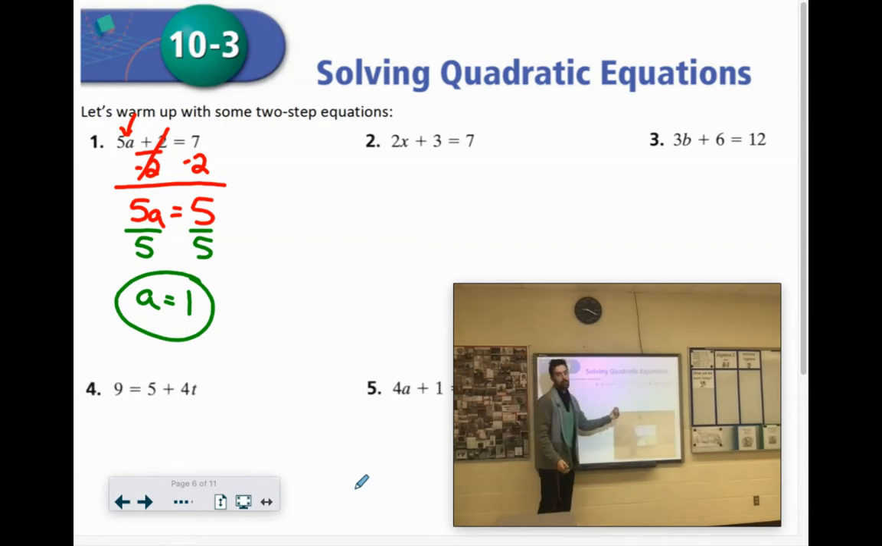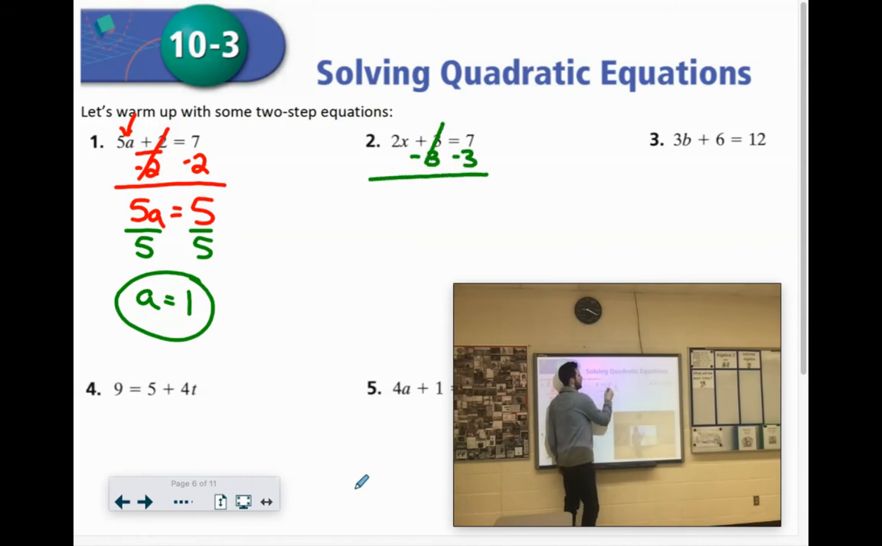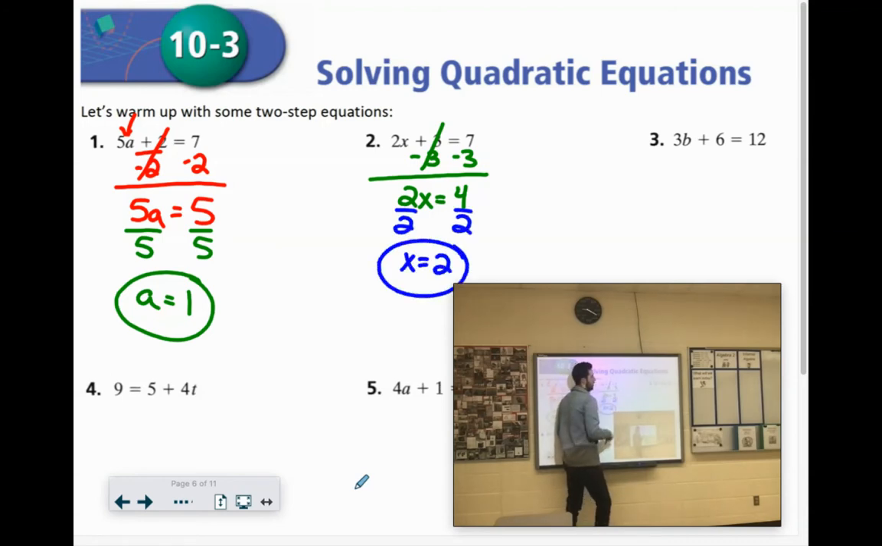2x plus 3 equals 7. We'll get rid of the plus 3 first by subtracting 3 from both sides. 2x equals 7 minus 3 is 4, and then 2x means 2 times x, so we'll divide by 2. 4 divided by 2 is 2.